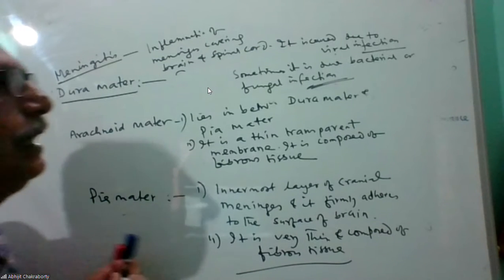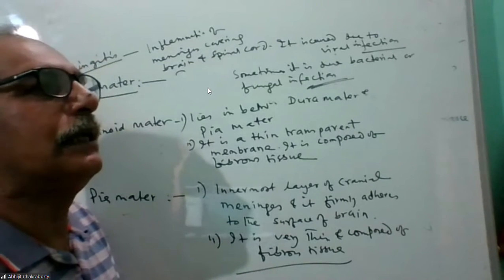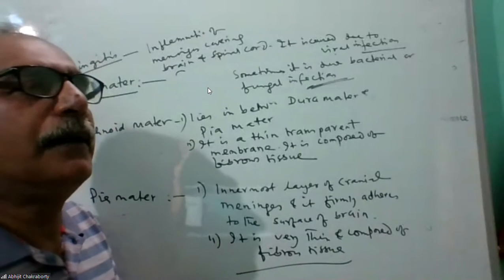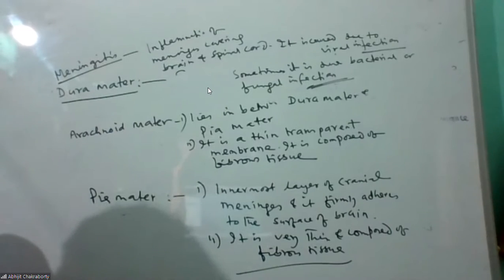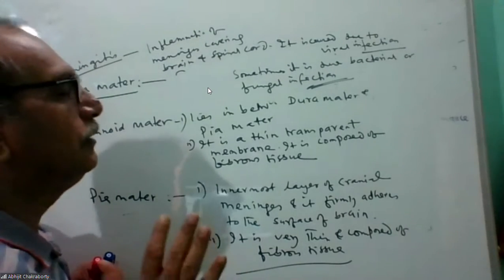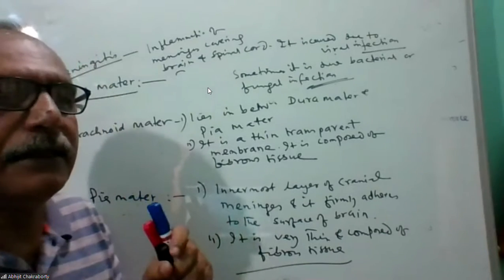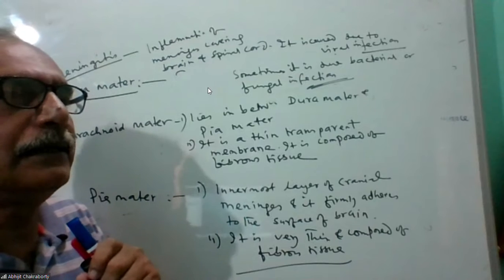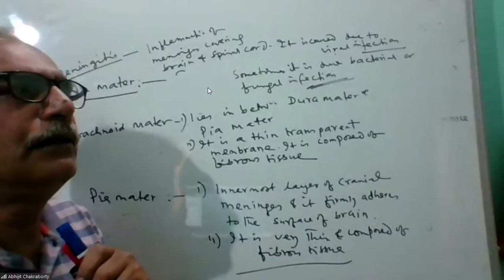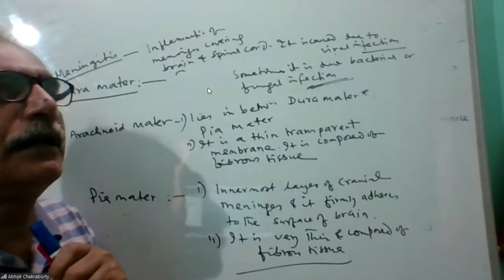The common symptoms for meningitis are headache, fever, and stiffness of neck. Neck becomes stiff. Now this is what we have about the meninges. Is it clear? Meninges are trilayered: the outermost layer is the dura mater, then you will get the arachnoid mater.